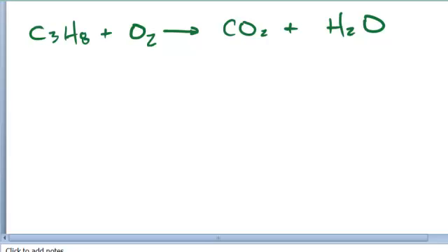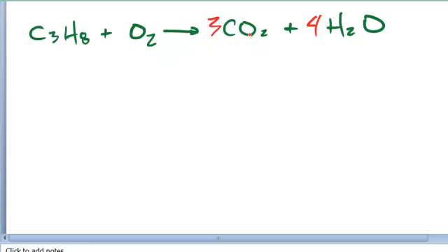Now to balance this, you can immediately see that the carbons are out of whack, and the hydrogens are clearly not balanced. Let's take care of the carbon first. We've got to put a 3 there. We have 8 hydrogens on the left, 2 here, so a coefficient of 4 takes care of that.